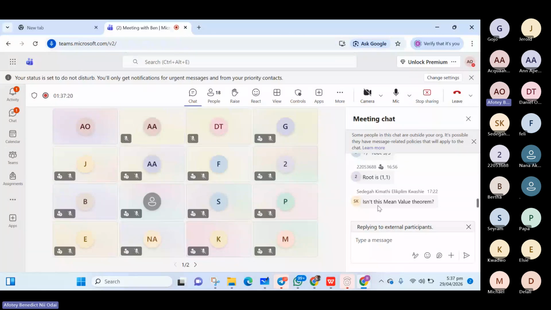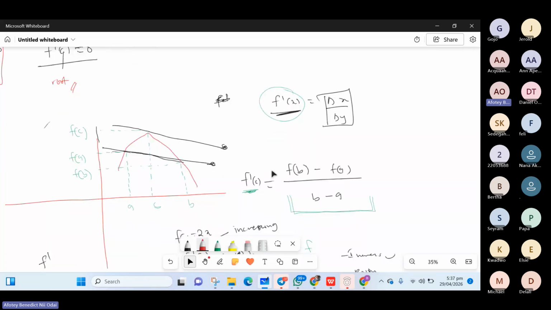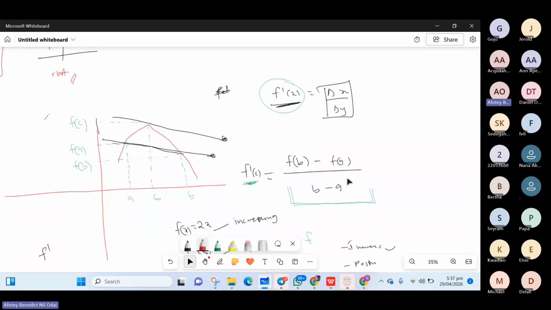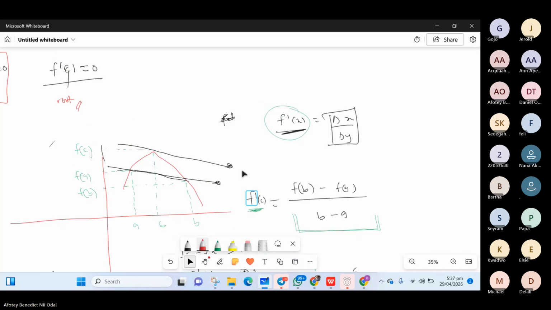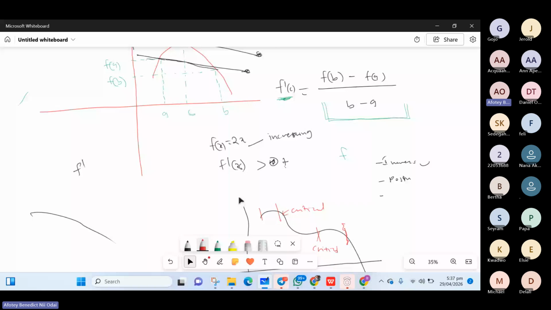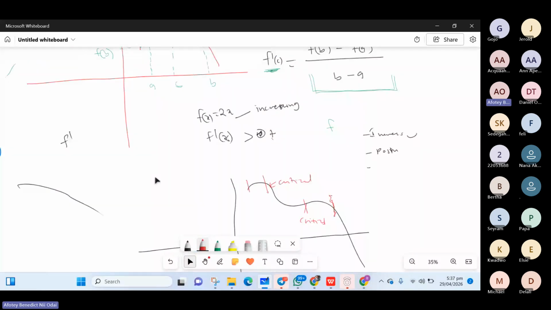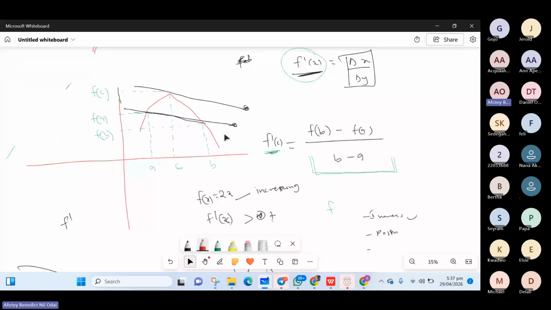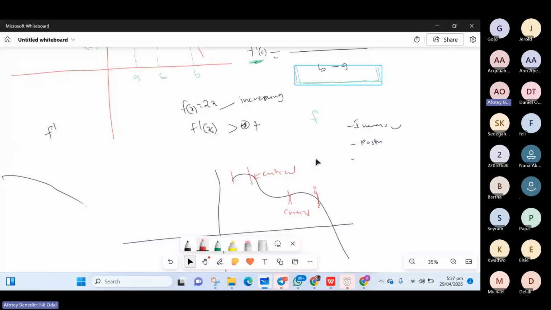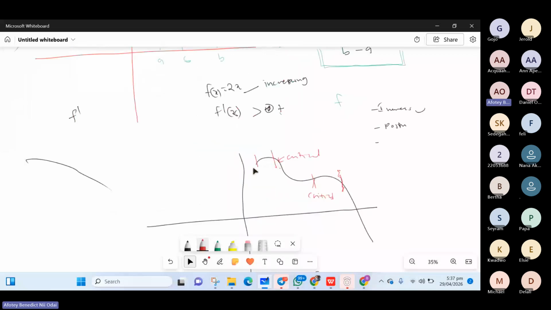Isn't this the MVT theorem? Yes, what we were doing before was the MVT theorem. That's what we were looking at, right? Before we moved on, I don't know if that's the question you were asking, but yes, what we are doing here is the MVT theorem. Please, if you have a question, you can unmute and speak. Okay, so let's move on.